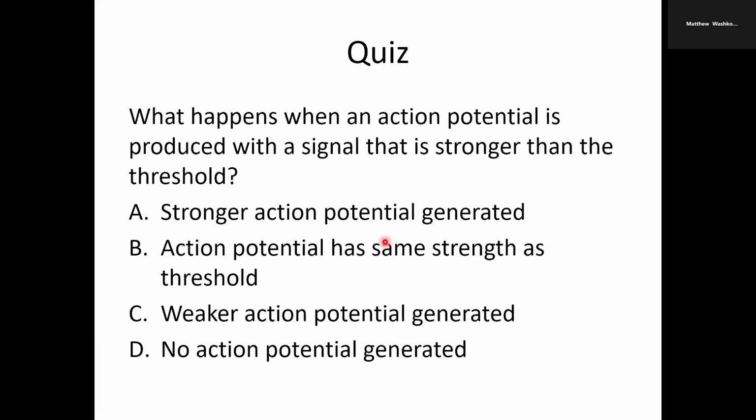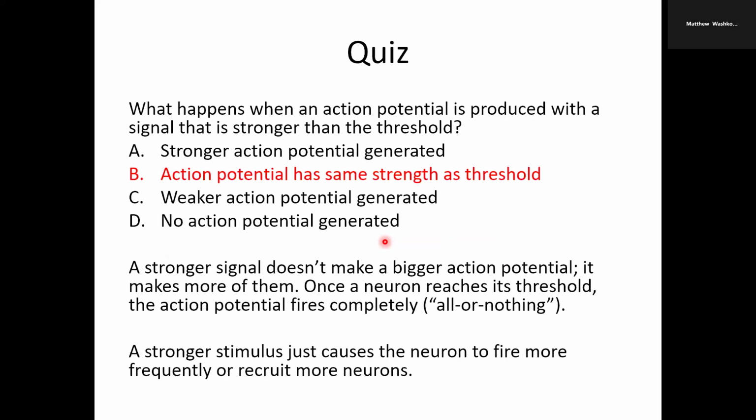What happens when an action potential is produced with a signal that is stronger than the threshold? For context here, I want you to imagine the difference between if I put your hand in hot water versus if I pour boiling water over your hand. So this one's important. Pause the video, think about it, give me an answer. Pause it now. 3, 2, 1.